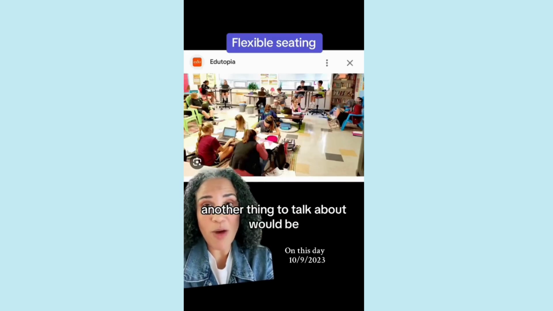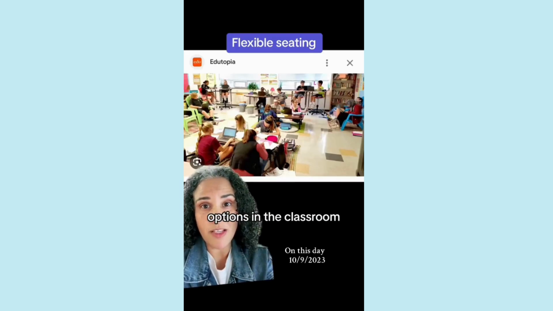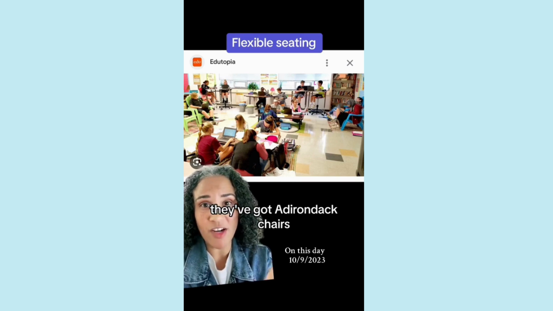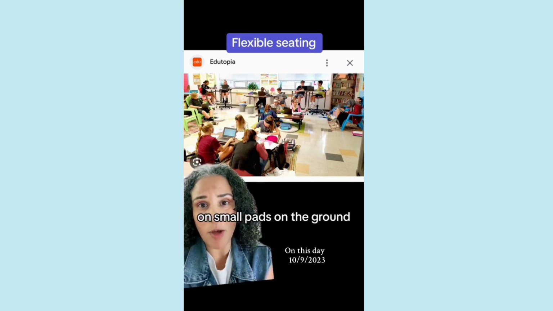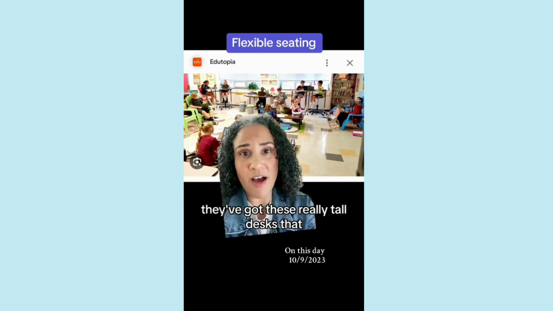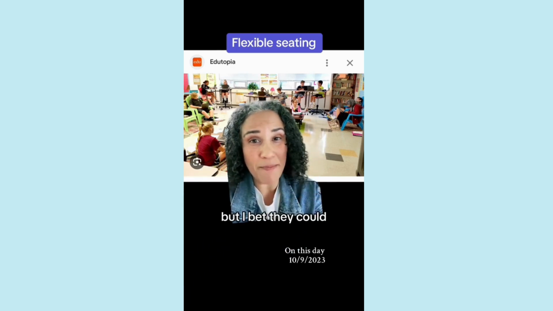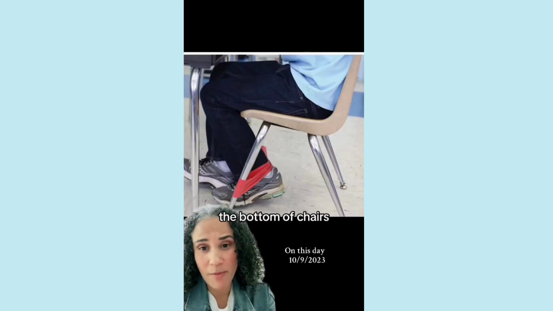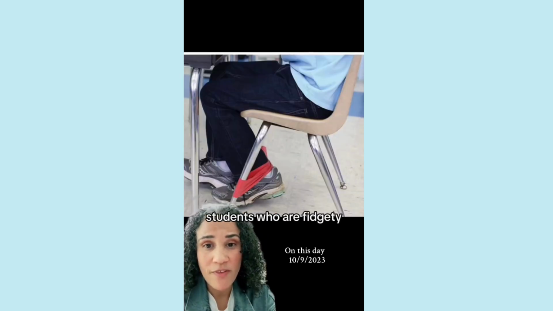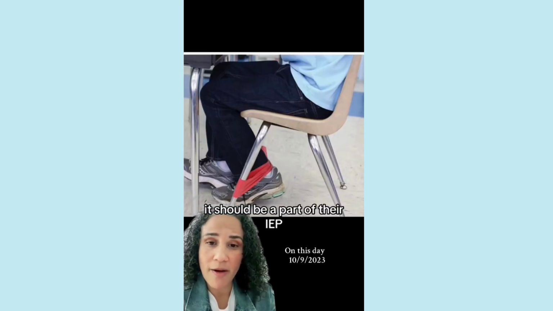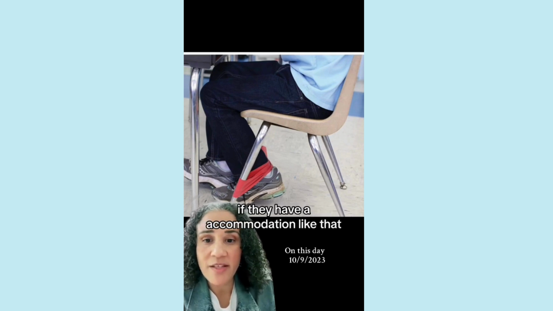Another thing to talk about would be, are there flexible seating options in the classroom? This classroom has a lot of flexible seating options. They've got Adirondack chairs. They've got students sitting on small pads on the ground. They've got these really tall desks that currently students are sitting at, but I bet they could move those chairs and be standing desks. These bands that go around the bottom of chairs can be really helpful for students who are fidgety. It should be a part of their IEP if they have an accommodation like that, so definitely something to talk about.